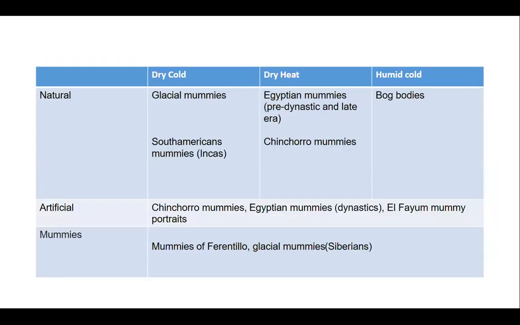So I prepared this small diagram where the different types of mummies are inserted according to their deposition environment. So we have the natural mummies in the dry cold. There are the glacial mummies. These have in common the fact that they were created naturally and spontaneously thanks to the low temperature.